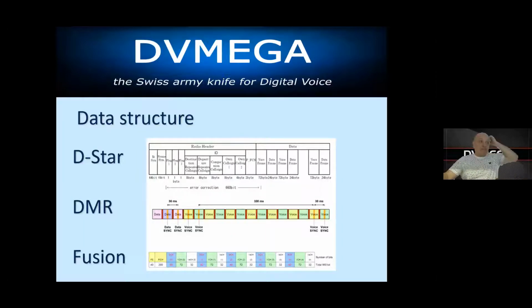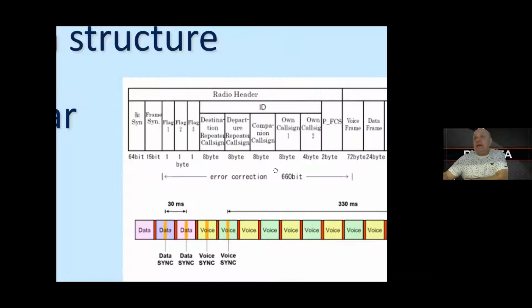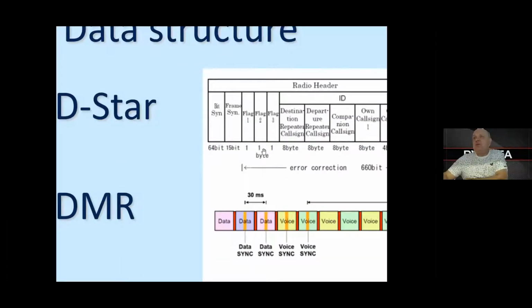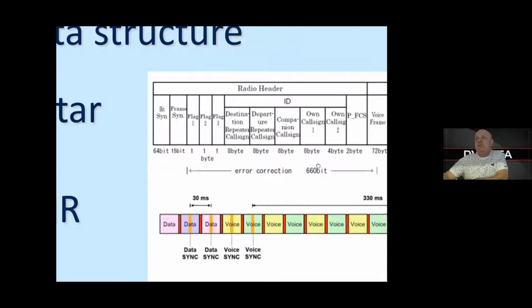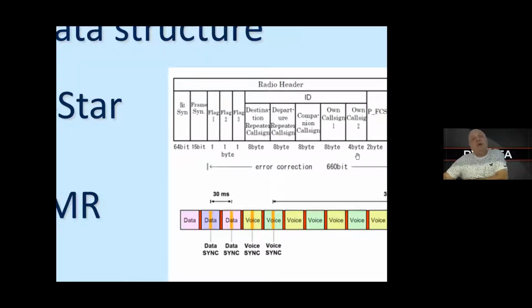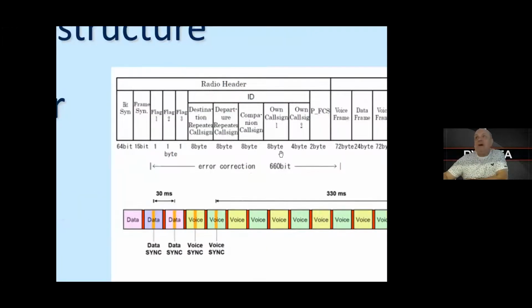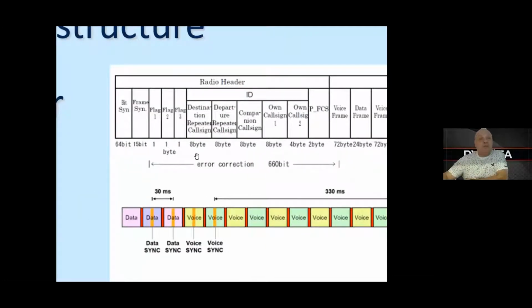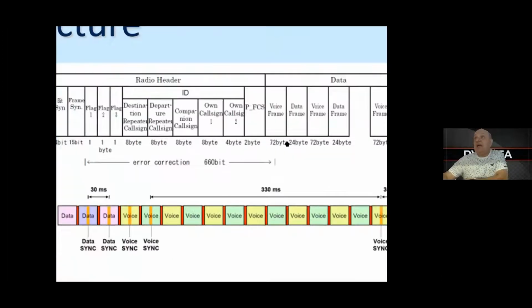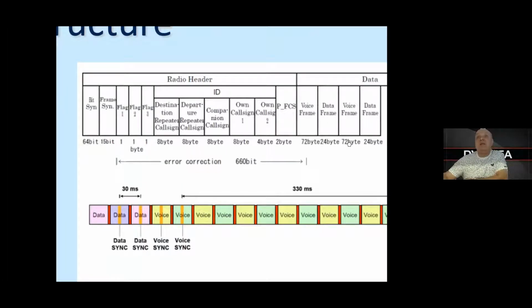The next one is the data structure. I won't go into very deep detail, but just to have an idea: when you press your PTT, what happens? And how do the network and the other stations listening in know who you are, and where the voice and the data are put in the stream?